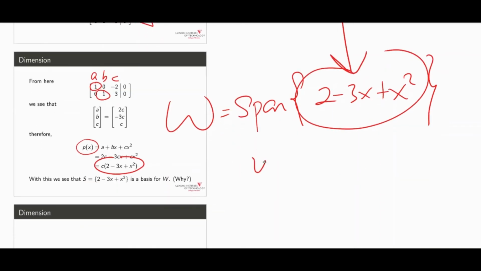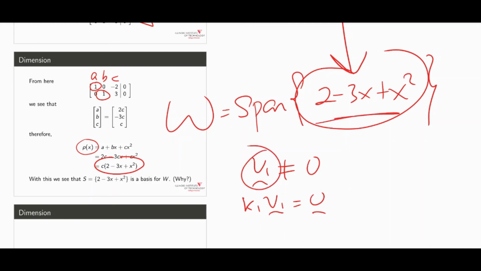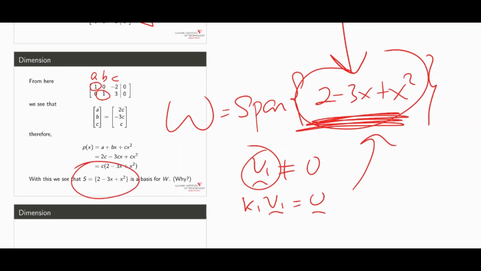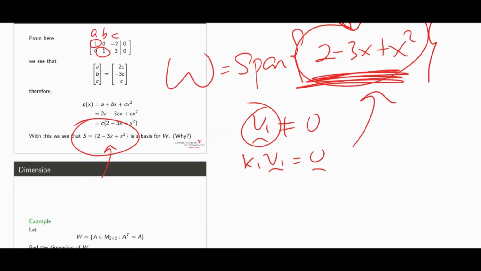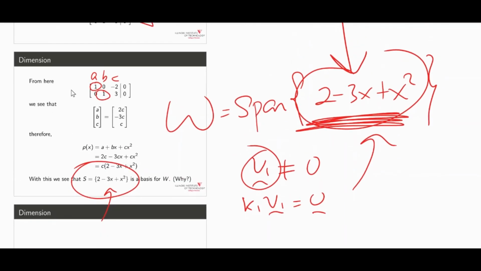A non-zero vector by itself is linearly independent. Say for example v1 is not zero. If you set k1 v1 equal to 0, you have no choice: k1 has to be 0. So by definition, v1 is linearly independent. This is not a zero polynomial by itself, so obviously it is independent. Therefore this forms a basis. The basis for W simply consists of this vector, so the dimension of this vector space is going to be 1.